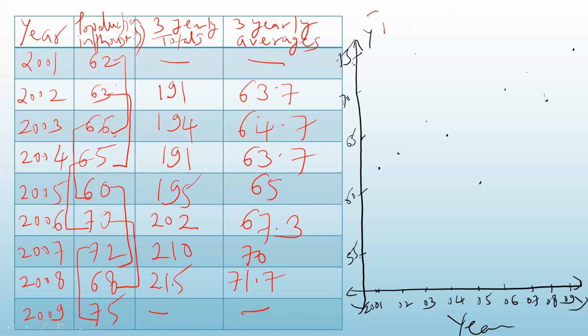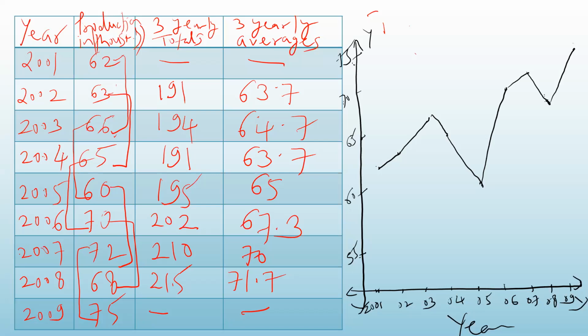So for the year 2001 it was 62. So this is 62. 60 is here, so see. Then we'll join this for 2002 63, 2003 66. So 66 is here. Then 65 here. Then 60 here. Then 70, 70. Then 72. Then 68. And then 75.